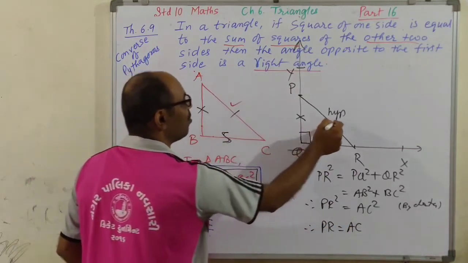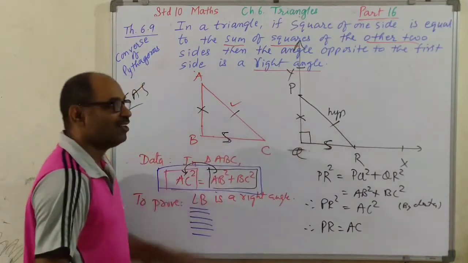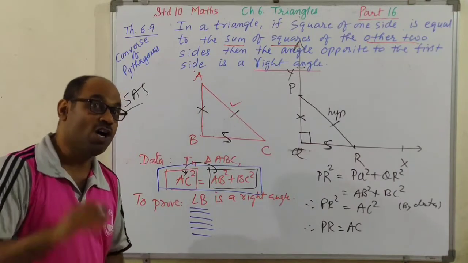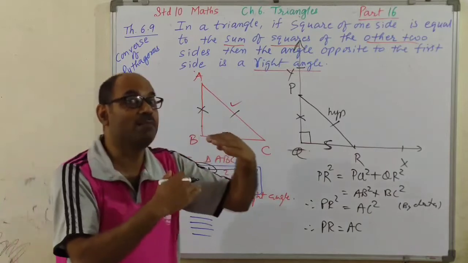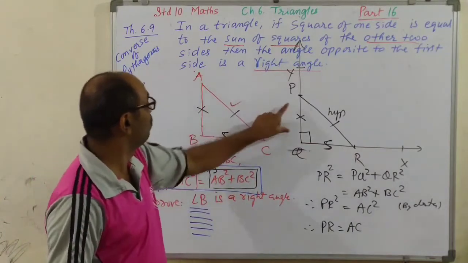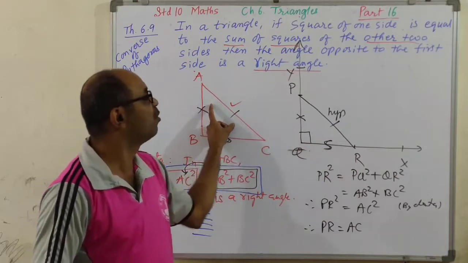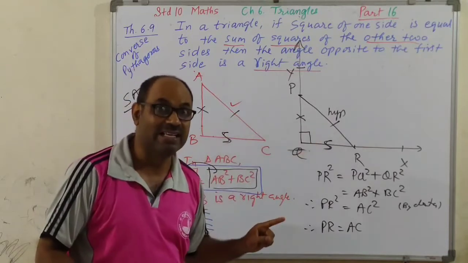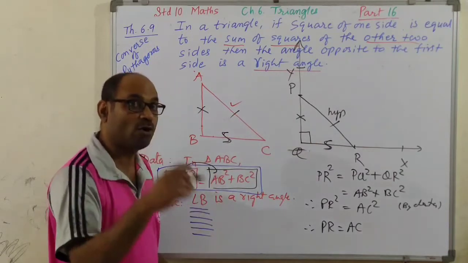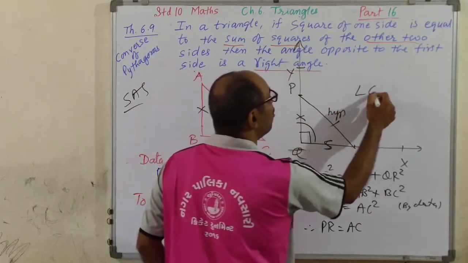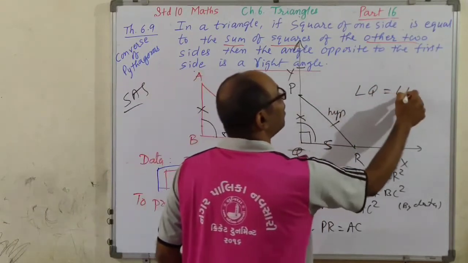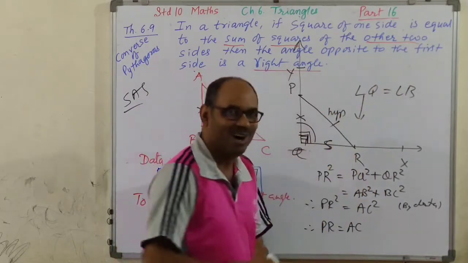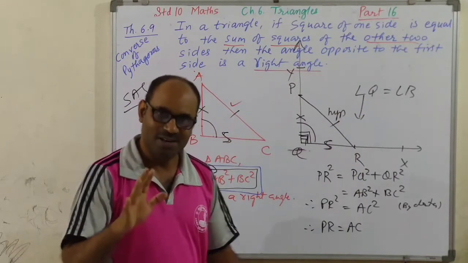PR is equal to AC. This is AC, this is PR. So by SSS, correspondence is congruence. Here sides are not in proportion, sides are equal. AB is equal to PQ, BC is equal to QR, and now we proved AC is equal to PR. So by SSS, correspondence between the red and black triangle is congruence. Therefore from correspondence you get angle Q is equal to angle B. But Q is a right angle, so B is also a right angle. Proof done. Did you understand, children?